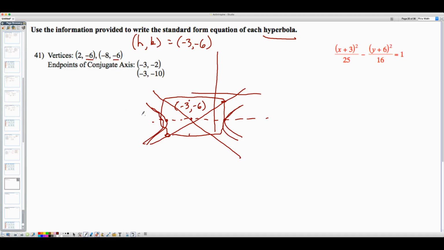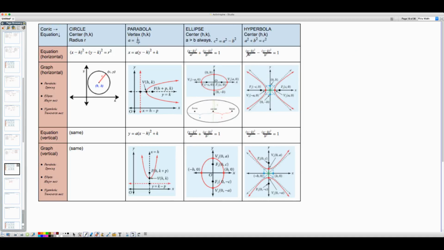So I need to write this in standard form equation. So since it's opening horizontally, I know it's going to be in this form of the equation, where my x minus h squared over a squared and y minus k is going to be subtracting the y part of it.